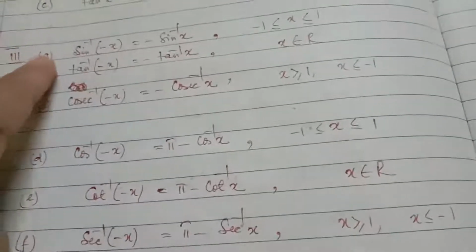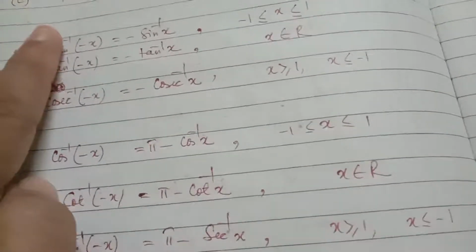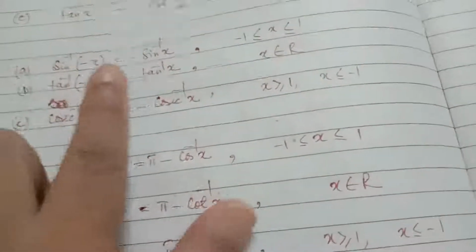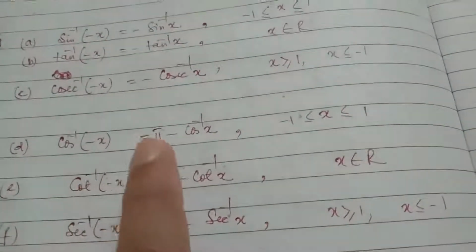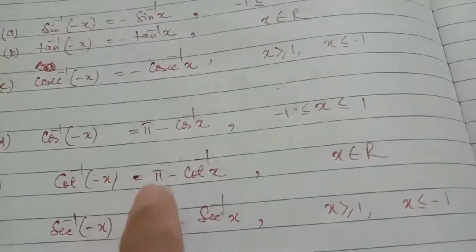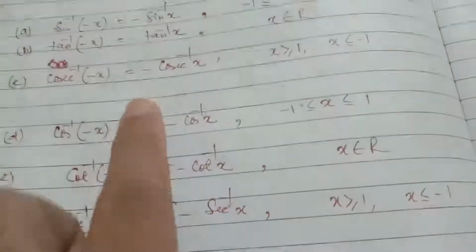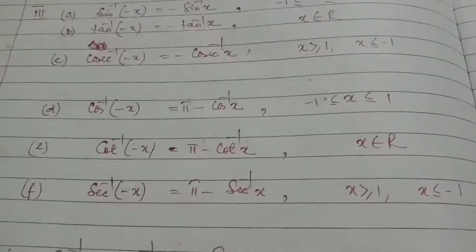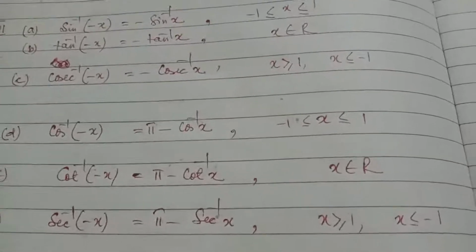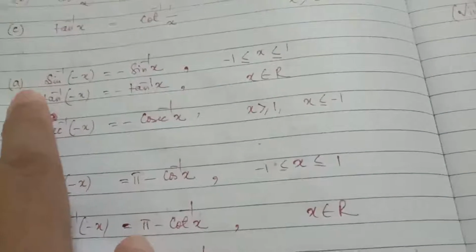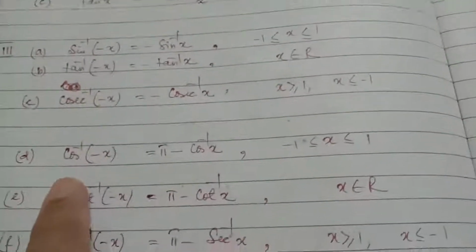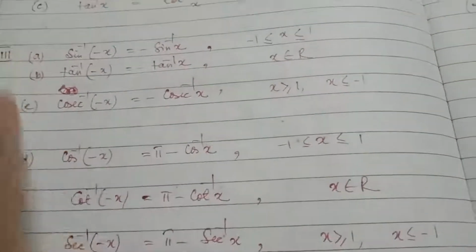For sin inverse, tan inverse, cosec inverse, the formulas for these three are similar: minus will come out. For cos inverse, cot inverse, and sec inverse, the formula will be pi minus. These three are similar. Very simple. Okay, let us prove the first one and the fourth one.